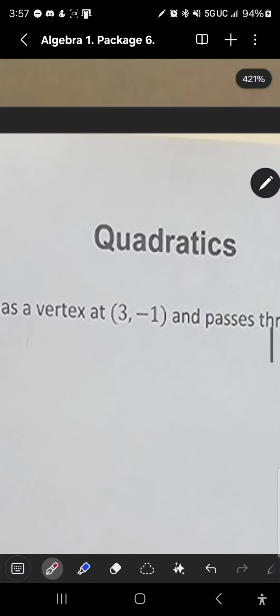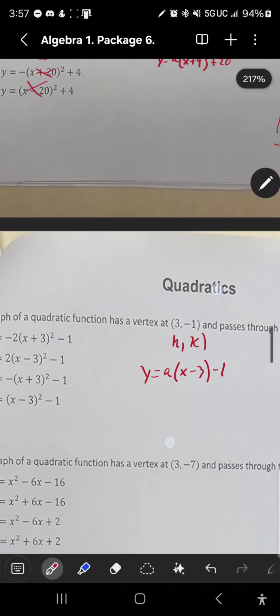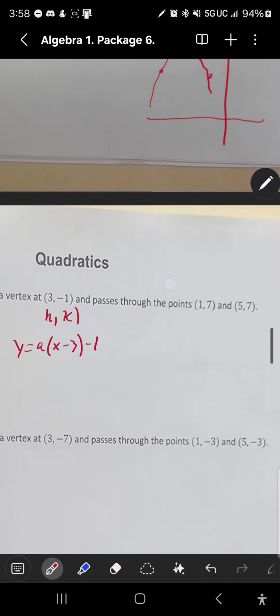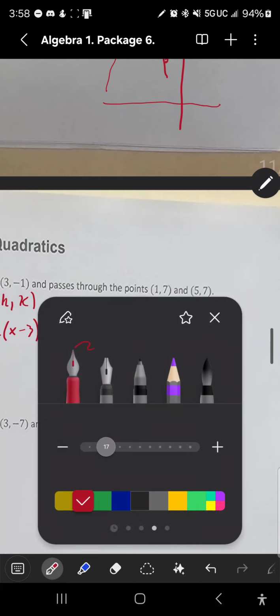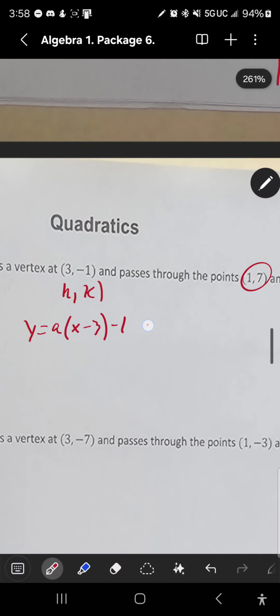Now 35, we have the vertex again, and we do have the points. So let's see this. We have h comma k. So the equation will be y equals a(x minus h), which will be x minus 3, plus k, which is negative 1, minus 1. Let's look. Minus 3, minus 1, this is not. Minus 3, minus 1, this is not. Now we have two options. We need to calculate the a. So we take a value. I'm going to take 1 and 7. So I'm going to take this point right here, and I will say 7, because this is x comma y.